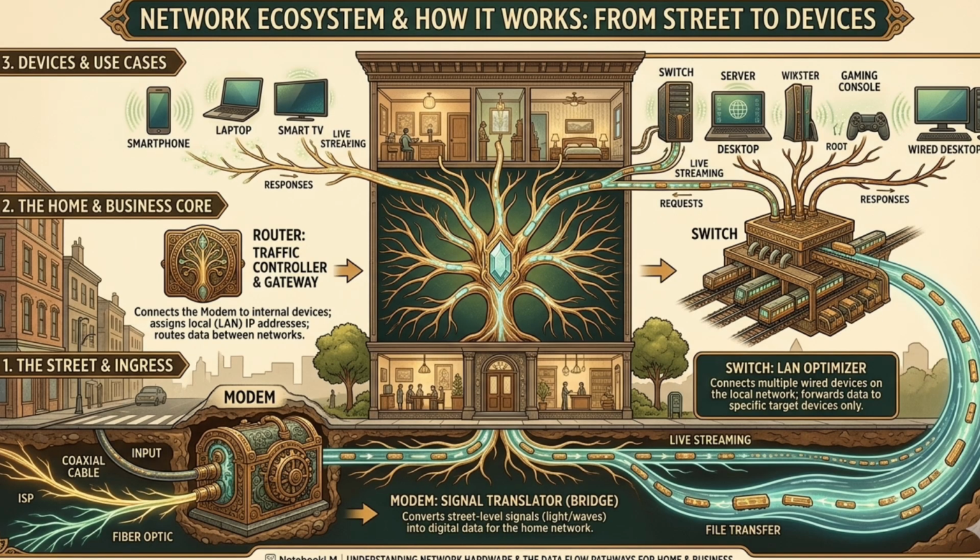This is basically the traffic police of your network. Its number one job is to stand at that busy intersection between your local network, your LAN, and the giant sprawling internet, the WAN, and make sure all the data gets directed to exactly the right destination.